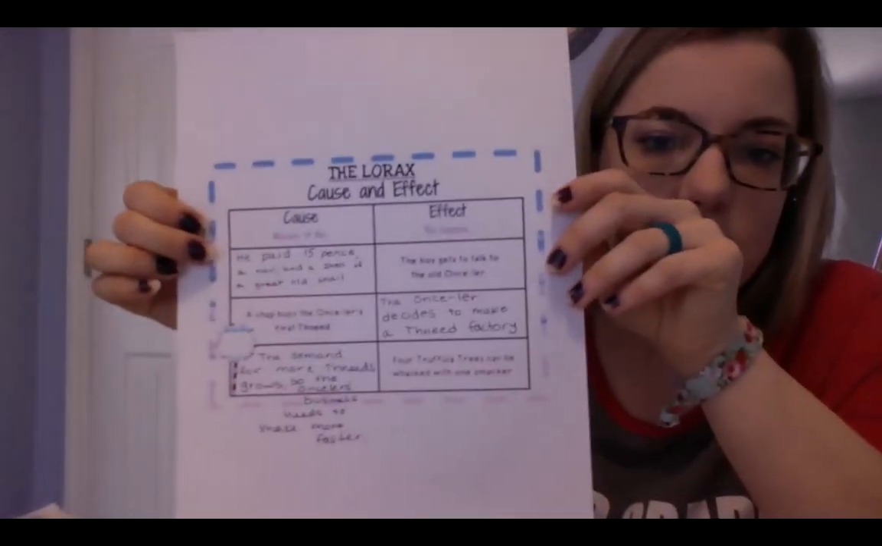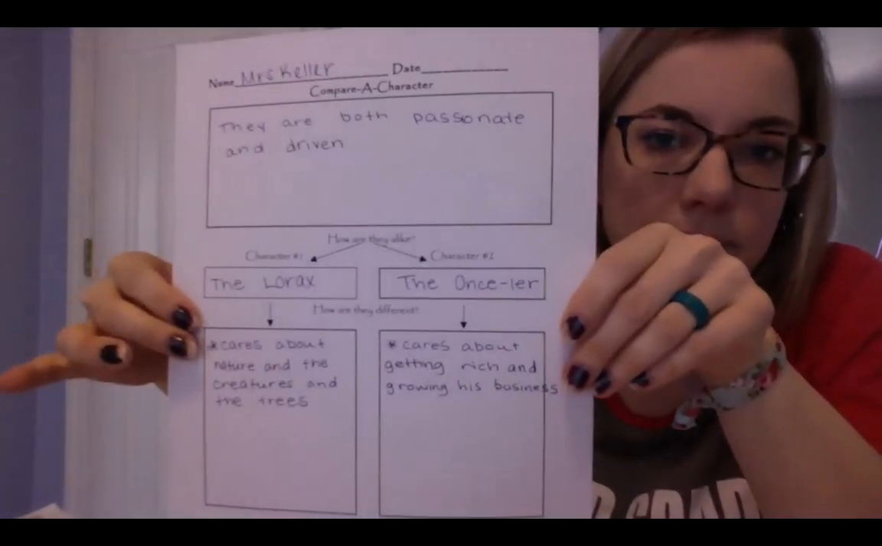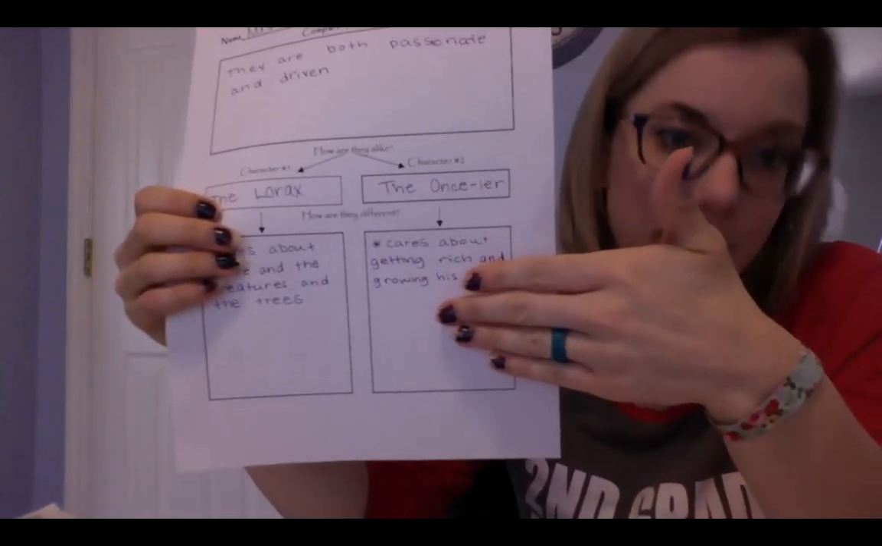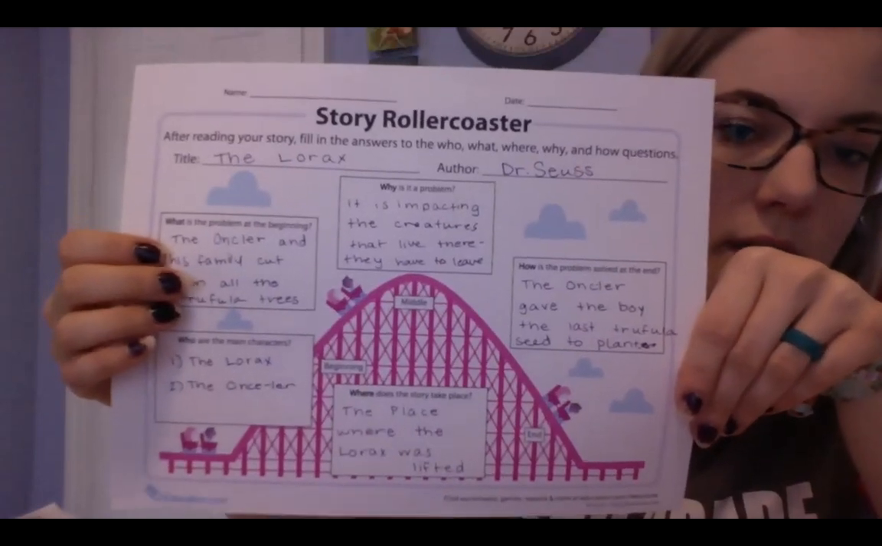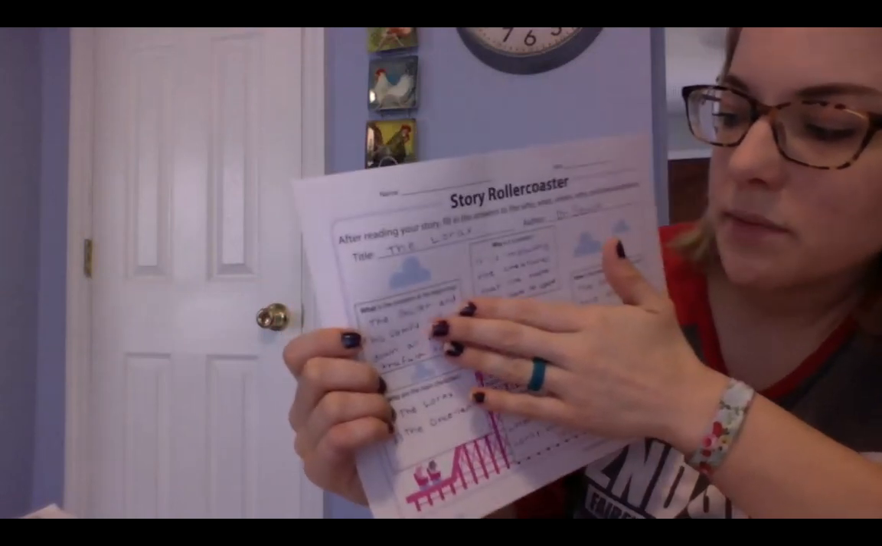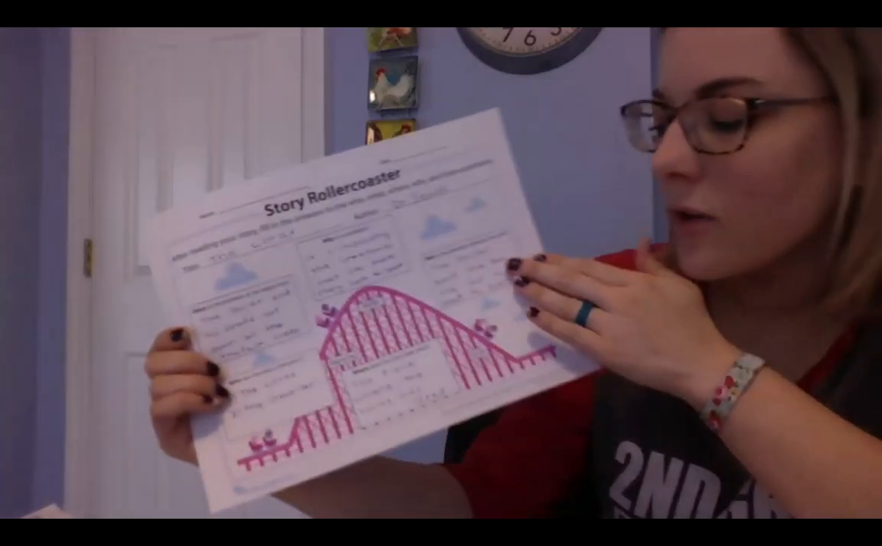So, I've got a couple of different resources for you. Cause and effect. It's always good to review. Compare a character. See if you can come up with some differences that are different than mine and some similarities that are different than mine. The story rollercoaster. Okay, so organize your thoughts. Where does the story take place? Who is in the story? What's the problem? Why is it such a problem? How is it solved? That will help you when we're moving forward to summarizing.